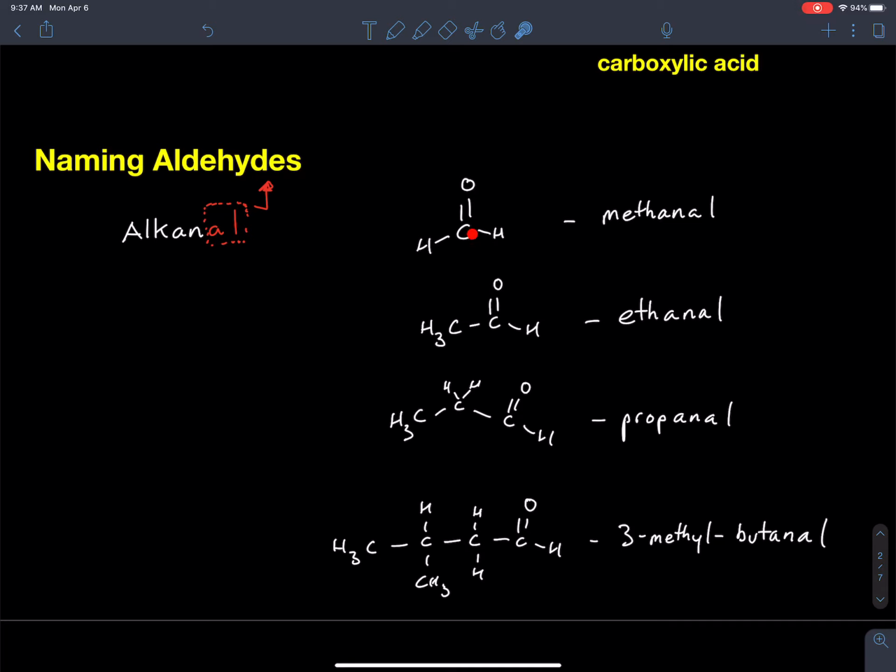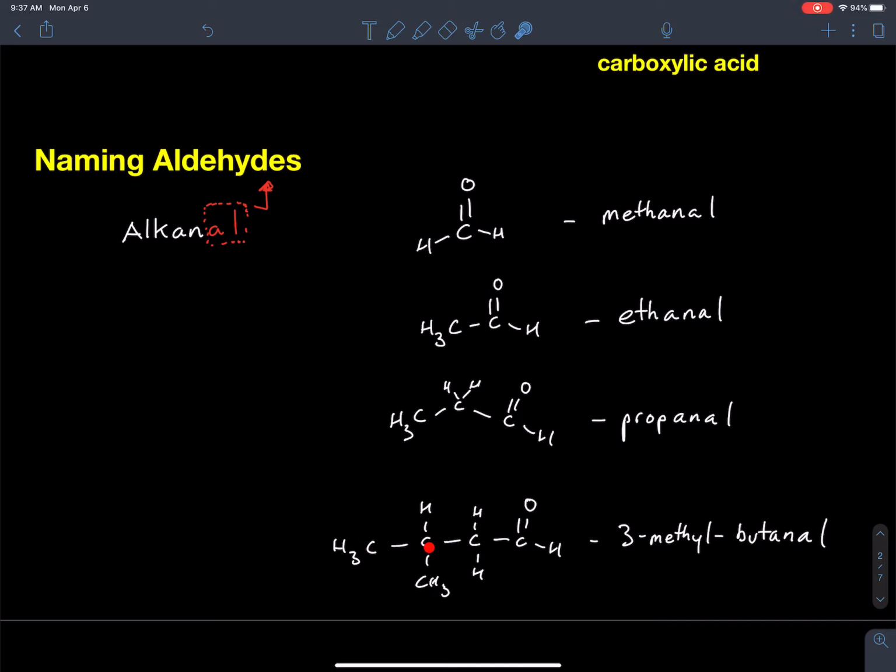So for example, a one carbon structure with a C double bond OH would be called methanal. A two carbon structure would be called ethanal. A three carbon structure is propanal. And then here I have a substituted alkyl group. So I'll count 1, 2, 3, 4. That means it's a butane molecule.